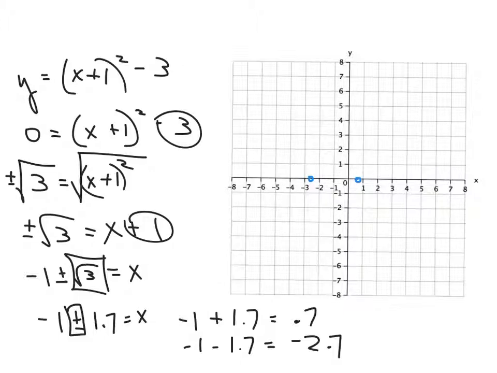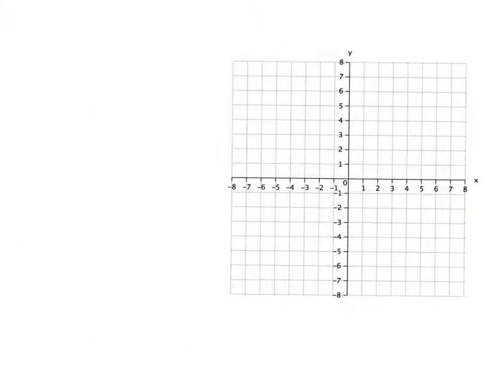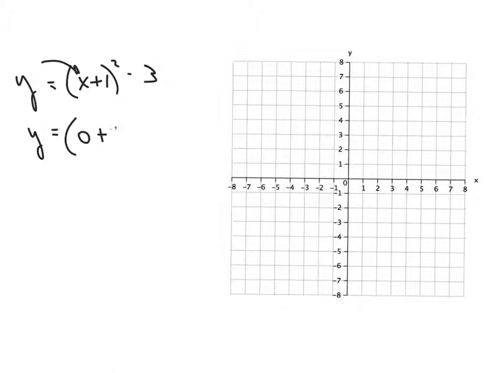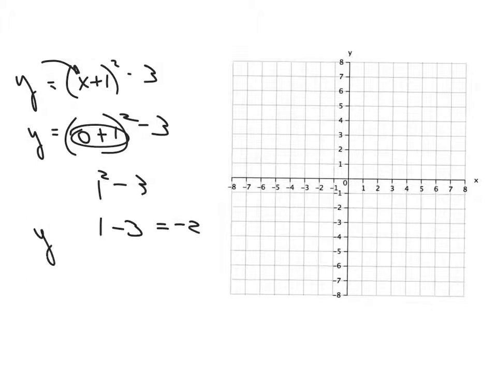Okay, so now I'm going to go ahead and erase all this and rewrite the problem up here. Is y equals x plus 1, the quantity squared, minus 3. Now this time we're going to put 0 in for x, because that's going to tell us where it's going to cross the y-axis. And this is the easy one. So 1 squared minus 3, or 1 minus 3 equals negative 2. So it's going to cross the y-axis at -2 right there. Okay, so that gives us that point of intersection of the y-axis.